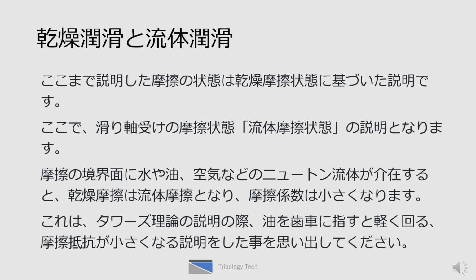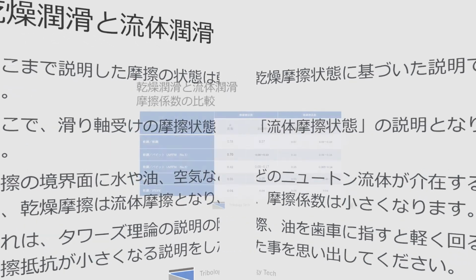Dry lubrication and fluid lubrication. The state of friction described so far is an explanation based on the dry friction state. Here is the explanation of the fluid friction state of the sliding bearing. When Newtonian fluids such as water, oil, and air intervene at the interface of friction, the dry friction becomes fluid friction and the coefficient of friction decreases. Recall that when explaining Tower's theory, I explained that when I applied oil to a gear, it turned lightly, and the frictional resistance was reduced.